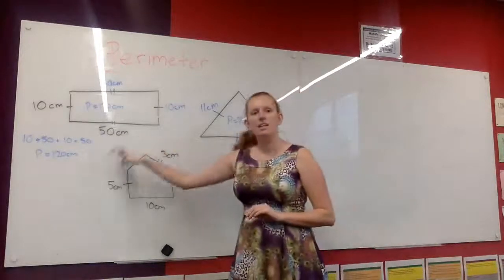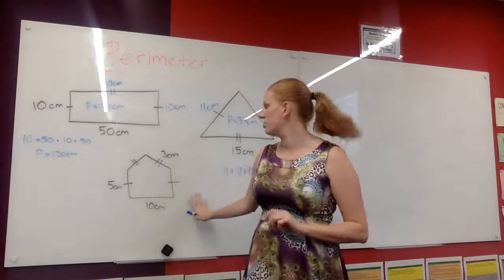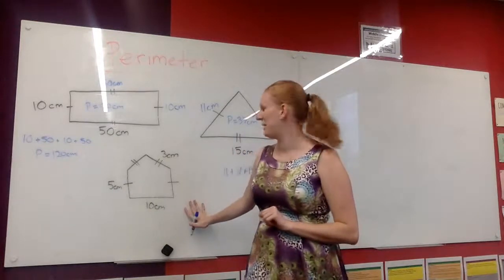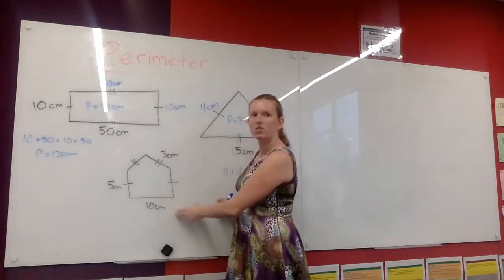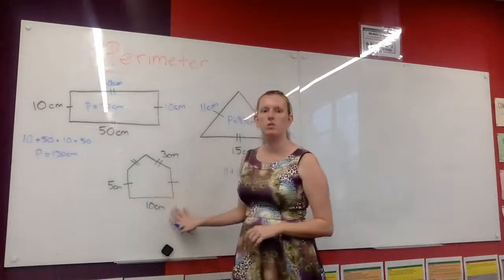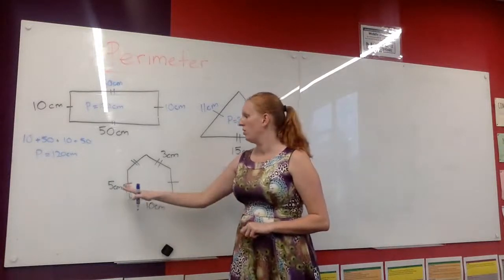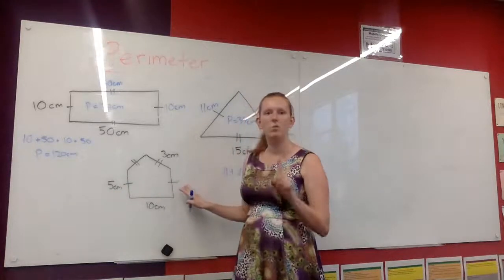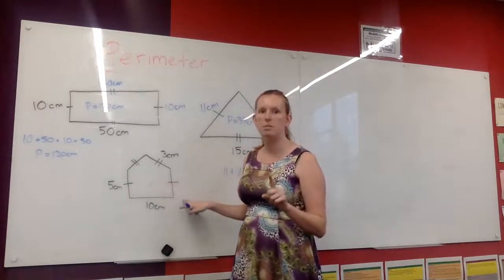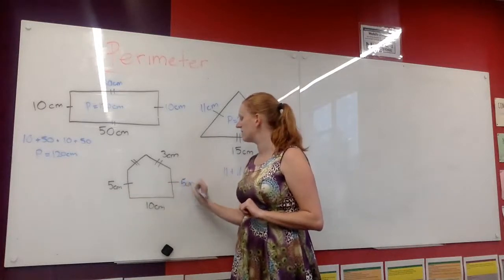Now, down here, this shape is a little bit more tricky. It's a really strange looking house. So the base of the house does not have any markings on it whatsoever. It just has a plain old 10 centimeters. Whereas this side over here and this side over here both have one single dash on them, so they must be equal to each other. So this side's 5 centimeters, so this side's also going to be 5 centimeters.